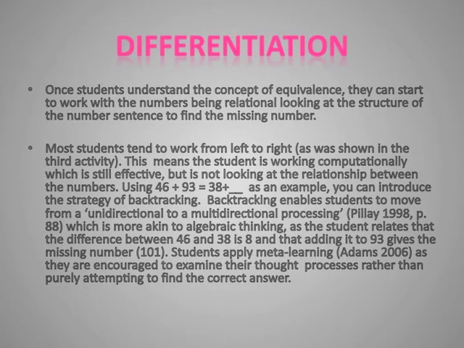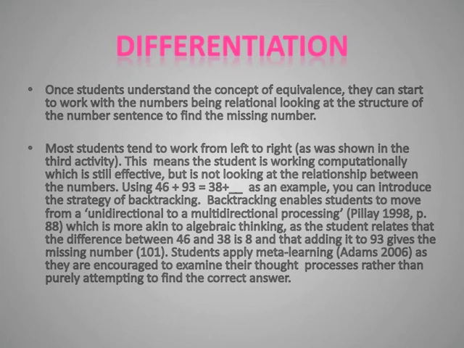Further differentiation. Once students understand the concept of equivalence, they can start to work with numbers being relational, looking at the structure of the number sentence to find the missing number. Most students tend to work from left to right, as was shown in the third activity. This means a student is working computationally, which is still effective, but is not looking at the relationship between the numbers. Using 46 plus 93 equals 38 plus unknown as an example, you can introduce the strategy of backtracking.